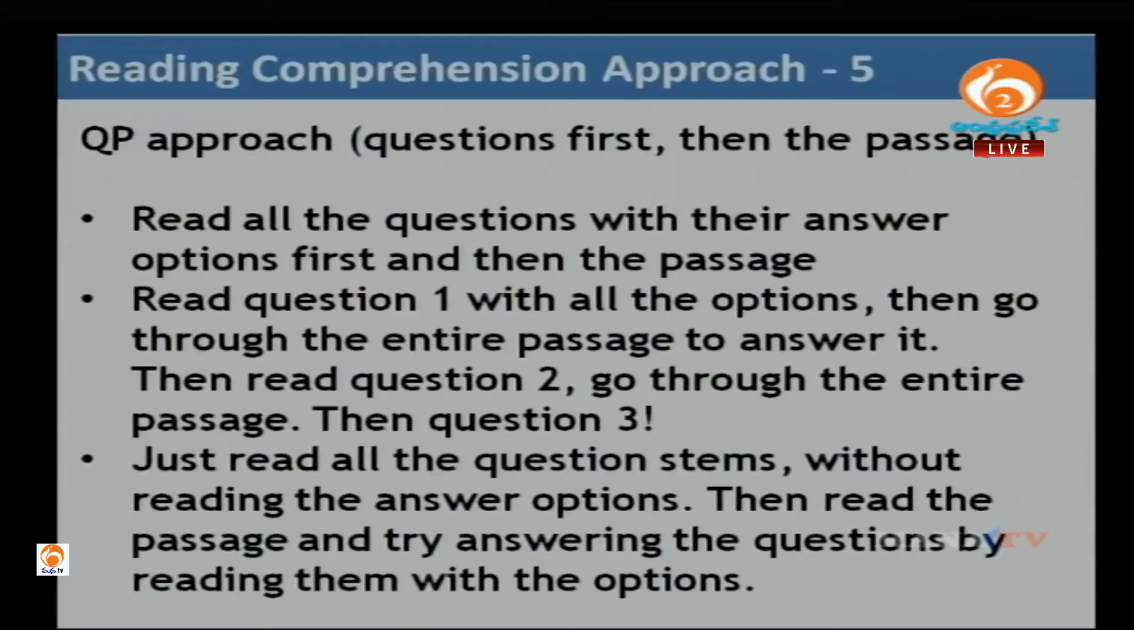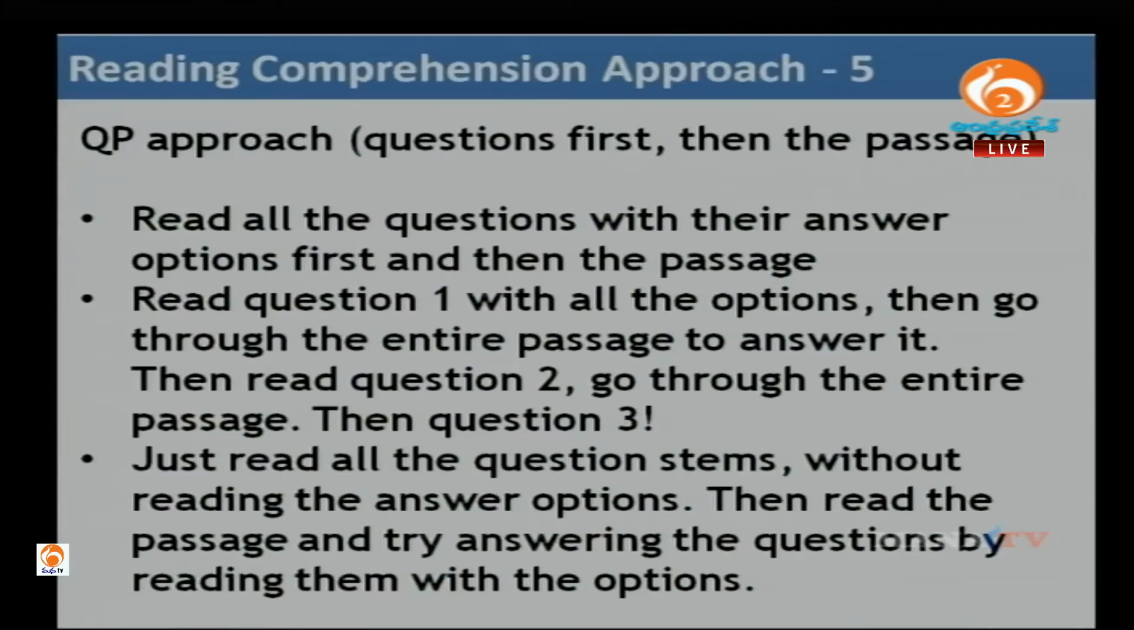QP approach. Okay, I'm sure you guessed it. QP approach is like questions first and then the passage, right? So read all the questions with the answer options first and then the passage. This means that after you first read all the questions, you will have an idea of what you have to answer, what questions are here, these are the things that I have to answer. That means I can make notes of what is being questioned in my questions.